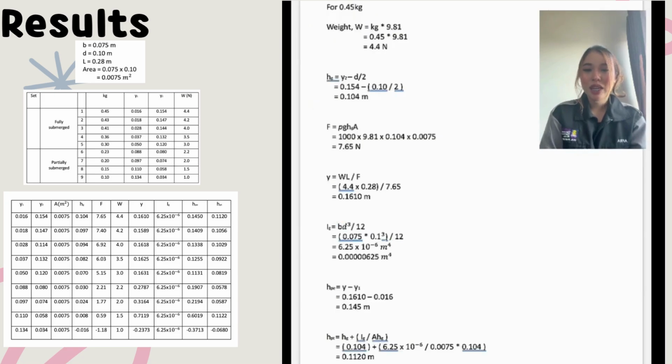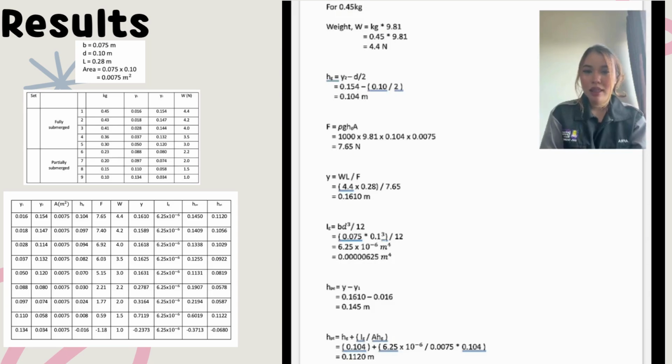The equation is Ig equals B, which is the width, times D cubed, which is the depth, divided by 12. So 0.075 times 0.1 cubed divided by 12, and the answer is 6.25 times 10 to the power of negative 6 meter to the power of 4. In addition, the experimental depth of the center of pressure can be derived from the equation which equals Y minus Y1. So 0.1610 minus 0.016, and the answer is 0.145 meter.